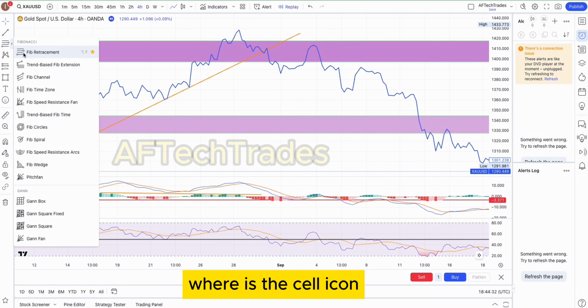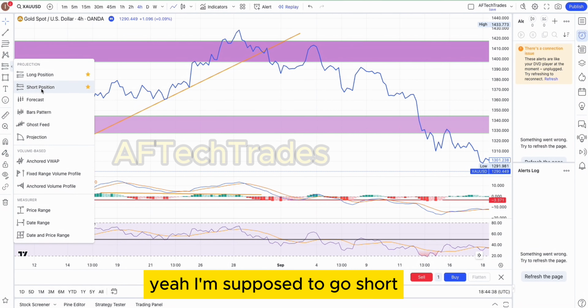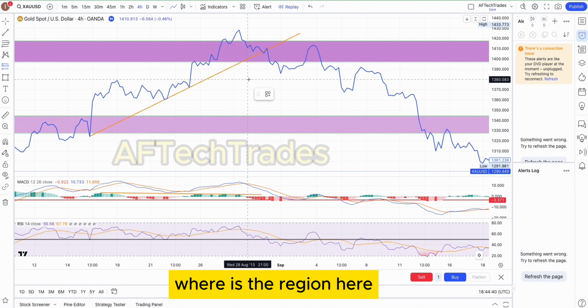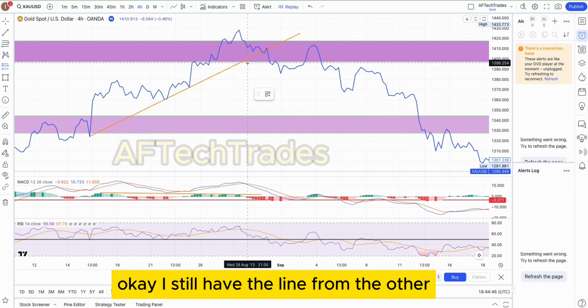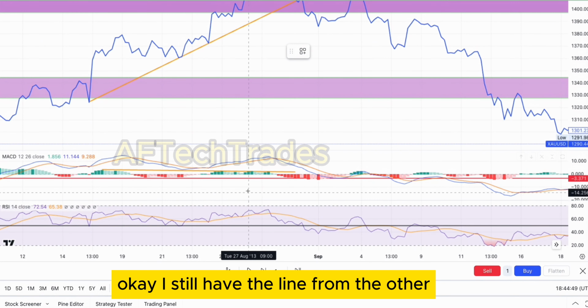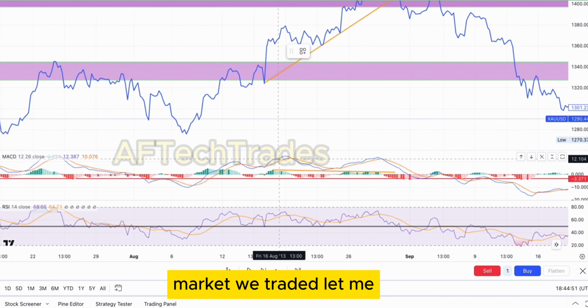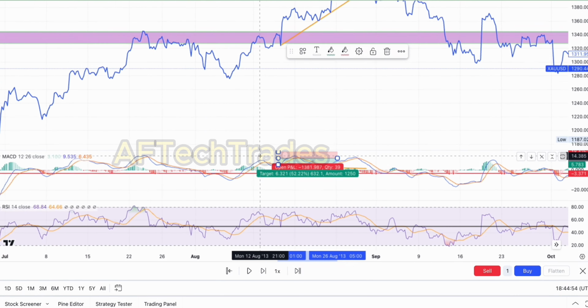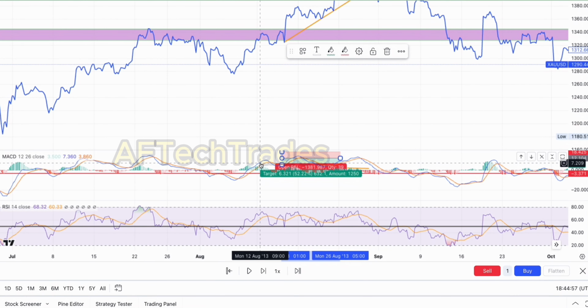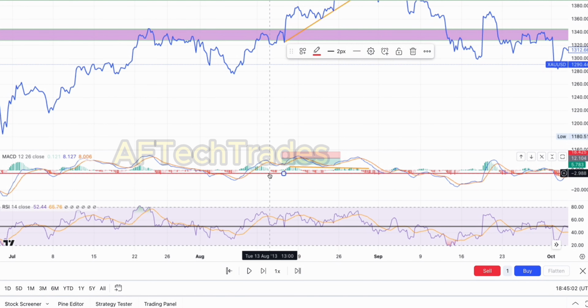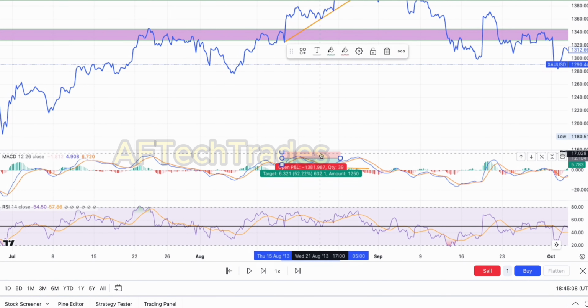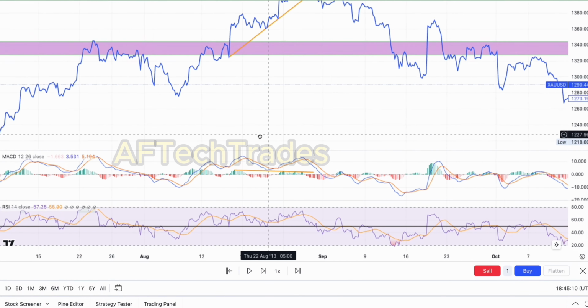Where is the sell icon? This Fibonacci, no, not here. Okay, it's here. Here I'm supposed to go short. Where is the region? Here. After this one. Okay. I still have the line from the other market we traded. Sorry. I still have this line. Let me delete it. Okay. I delete this as well.